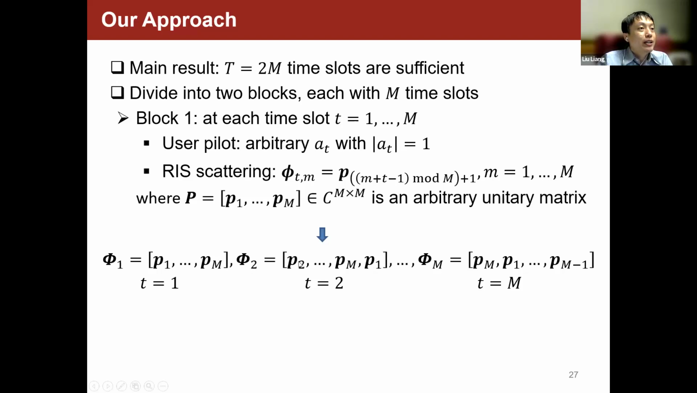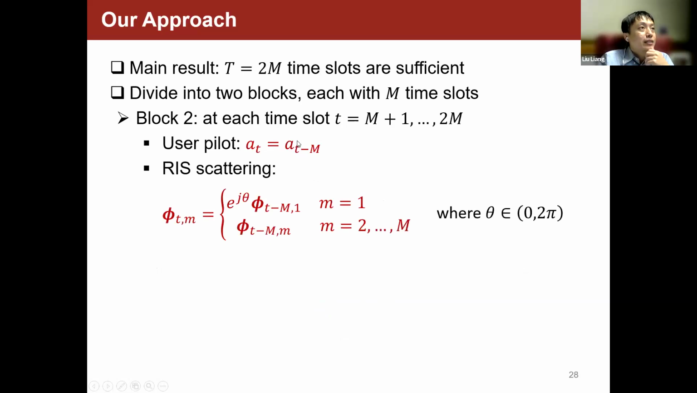And for phi 3, we shift all the columns of phi 2 to the left by 1 position. We keep doing this. And at time slot capital M, phi M is this: the first column is PM, and then P1, P2 until PM-1. We generate the scattering matrix like this. Why do we do this? We can prove that if phi 1 is a unitary matrix and we do this shift, we can guarantee phi 2, phi 3 until phi M are all unitary matrices. We need to guarantee the scattering matrix is unitary at each time slot. And this property can be achieved if we do this kind of circulant shift.